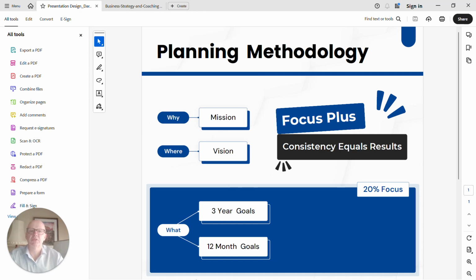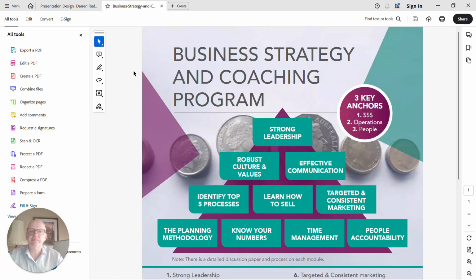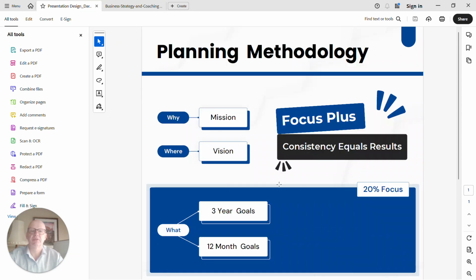Okay, so the plan and focus, where this fits in the bigger scheme of things, is this foundation building block here, the planning methodology. So this is what it takes to build a strong business, and the bottom ones along here are the foundation building blocks. So planning is a critical part of building a fantastic business. So that's where the planning methodology fits, and this is what the planning methodology actually takes into account. So it's not necessarily rocket science, but we do need to follow it.